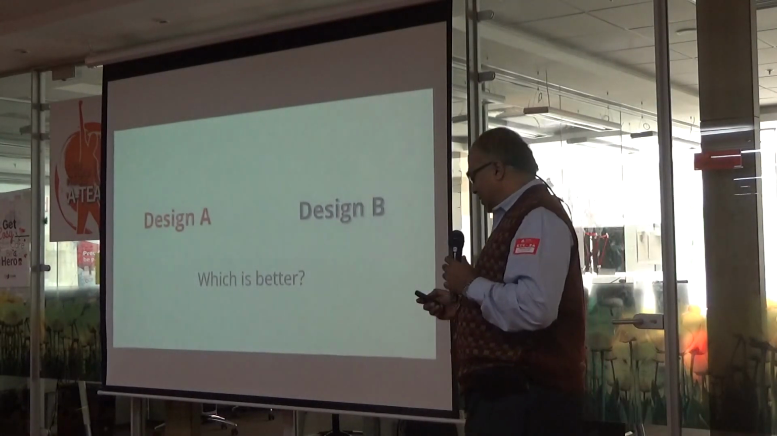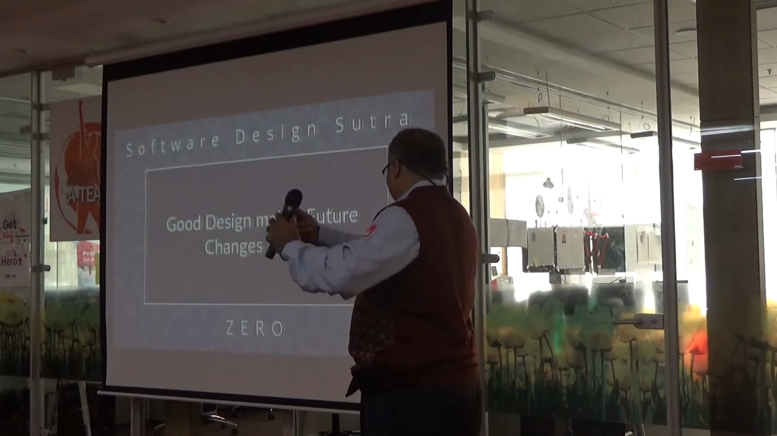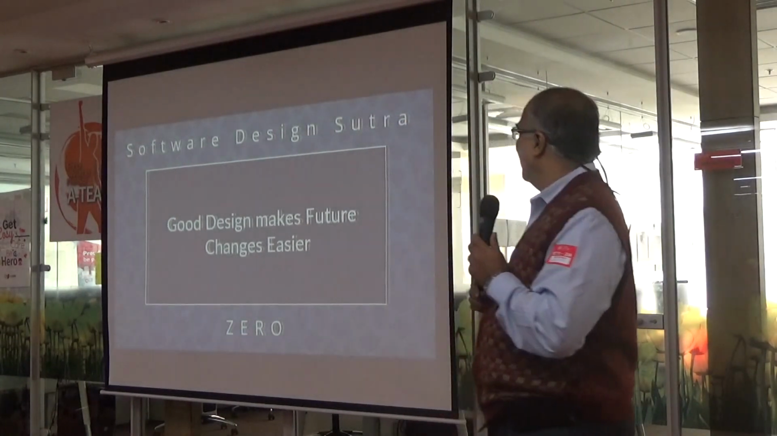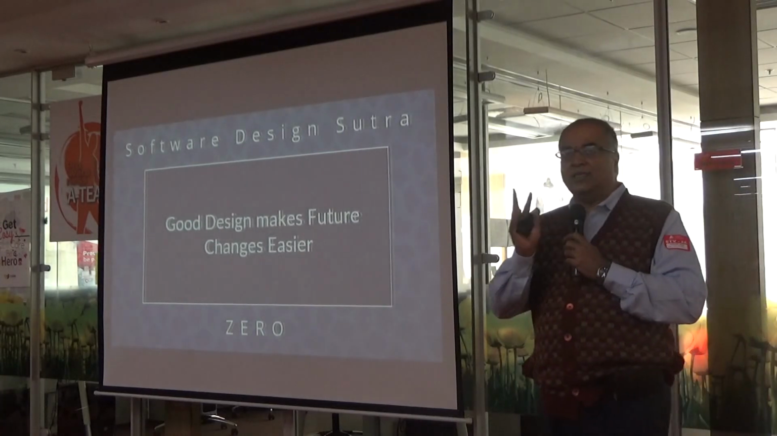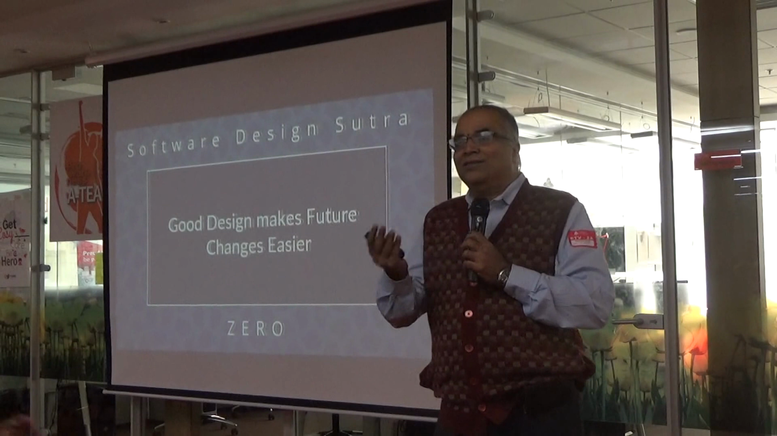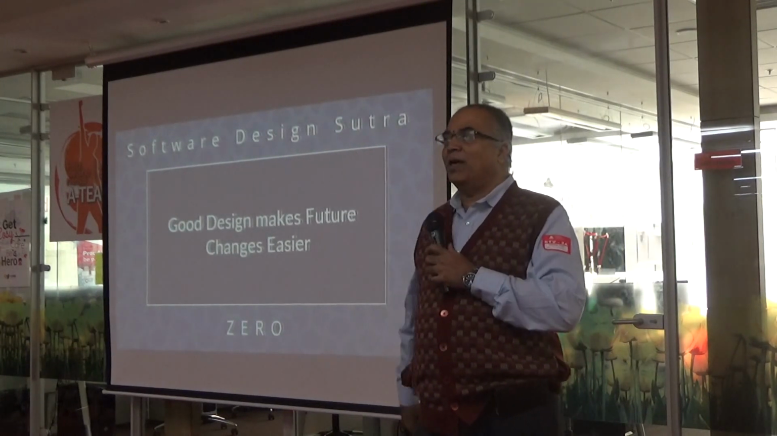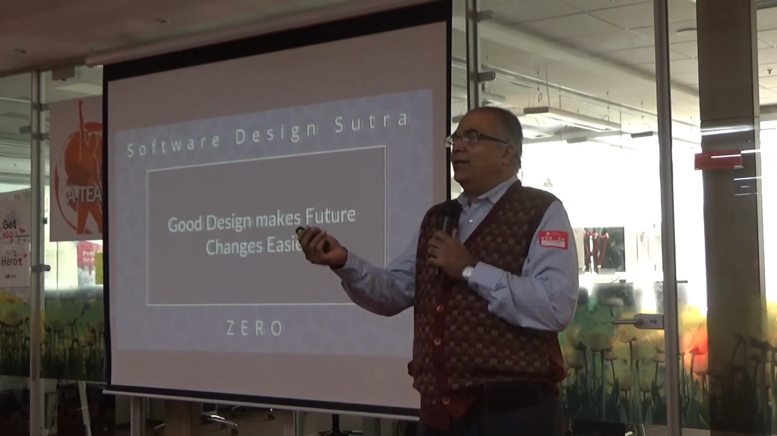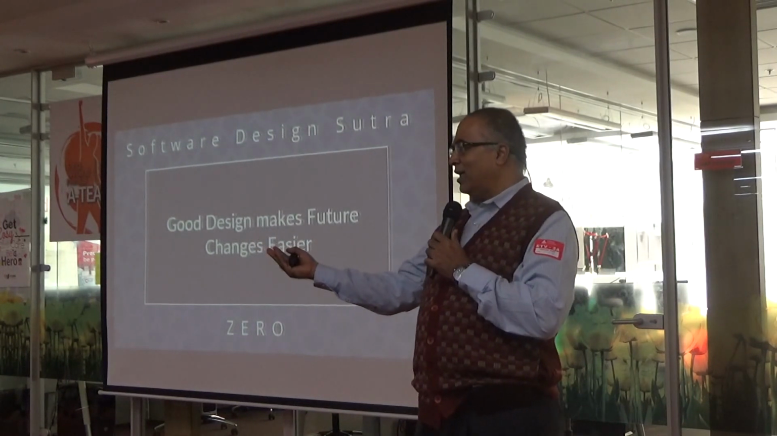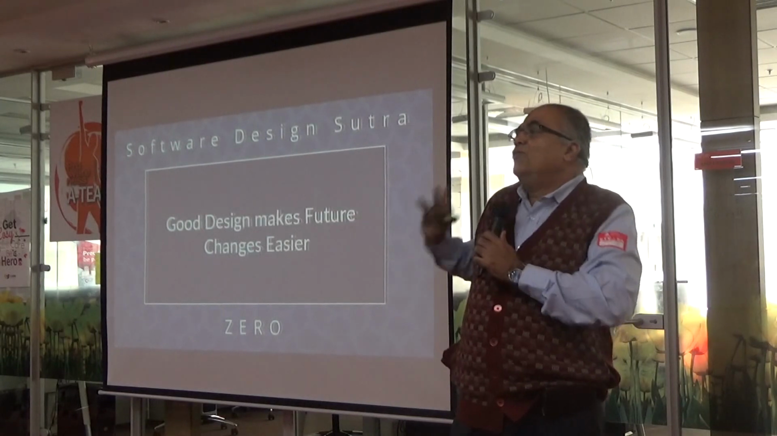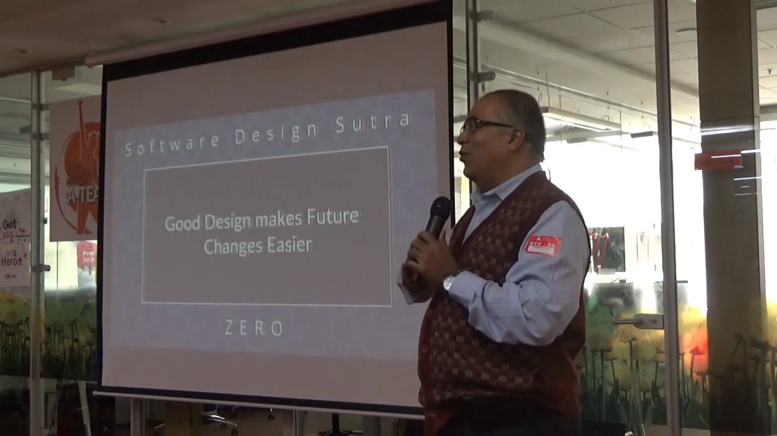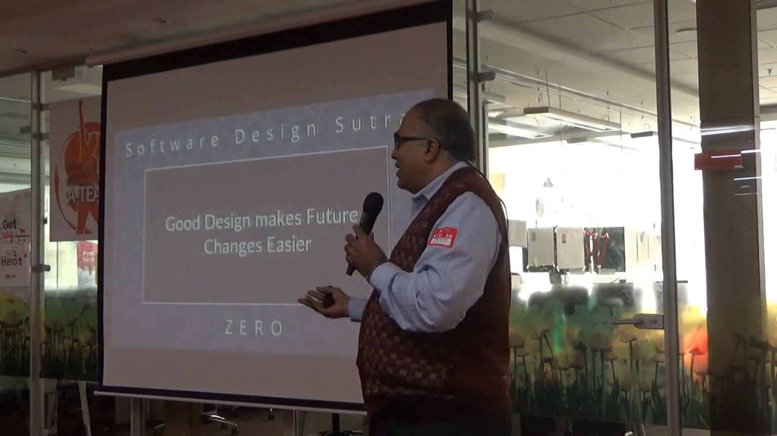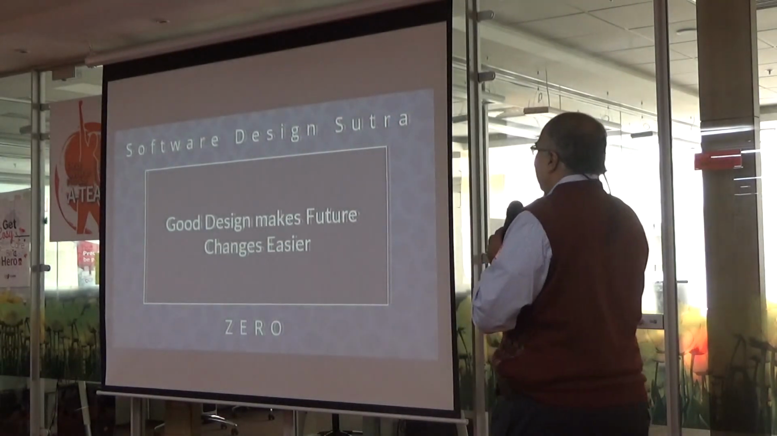I have an answer, and I want you guys to comment on it. Software Sutra 0 says, good design makes future changes easier. I got this from Dave, who wrote The Pragmatic Programmer. This is his criteria. I don't claim credit for it, but I think it's a lovely criteria. I look at design A, I look at design B. I think if you use design B, future changes will be easier. We all know nobody gets requirements right the first time. There are always going to be changes. If this design makes changes easier, it's a better design. I think this is a lovely criteria.